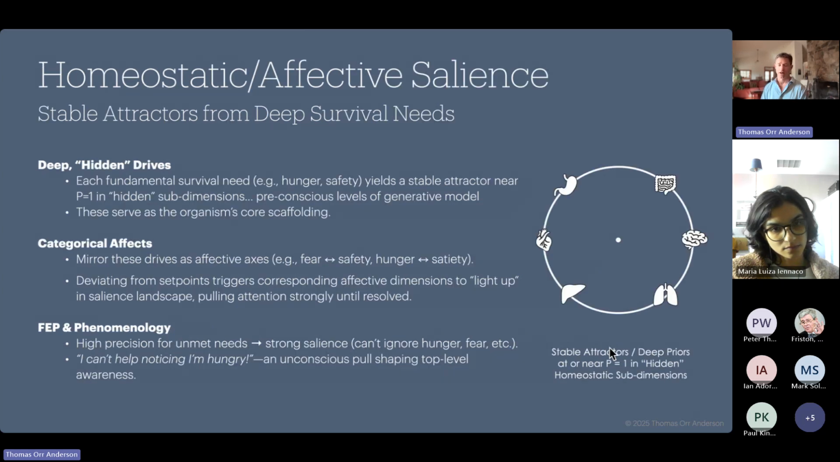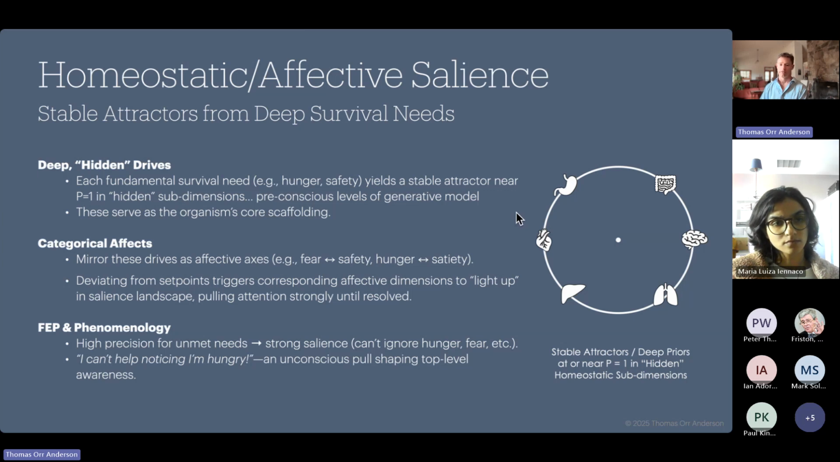And then the third class being homeostatic or affective salience, I'm calling it. These deep hidden drives, survival needs yield stable attractors. So this is a way I'm framing this. And again, I suspect that this isn't even the best way to frame it, but I'm presenting this because I wanted to discuss it with you, that each fundamental drive is something along the lines of a stable attractor near P equals 1 in hidden subdimensions, i.e. pre-conscious or subconscious or below the conscious level of the generative model.